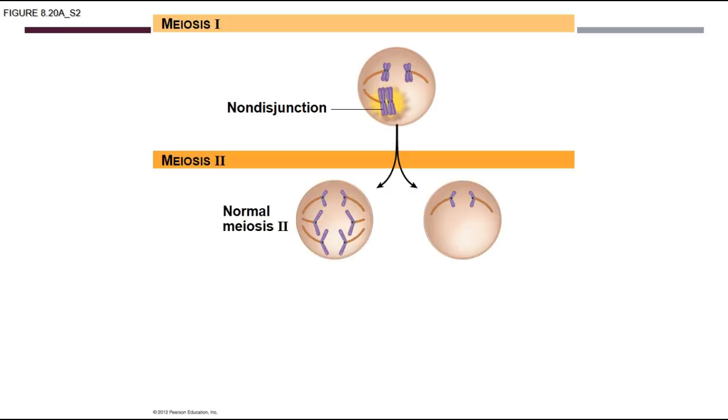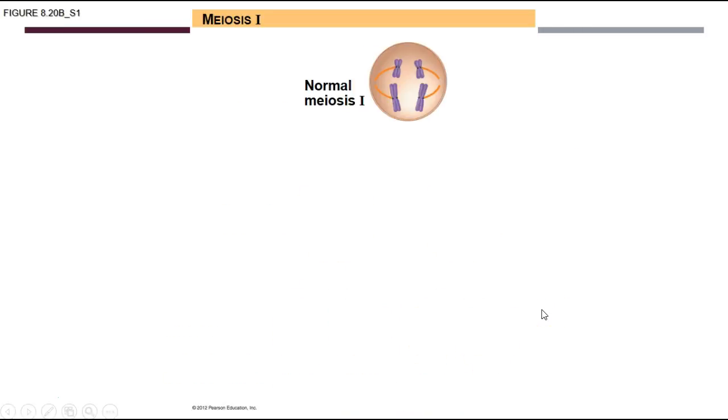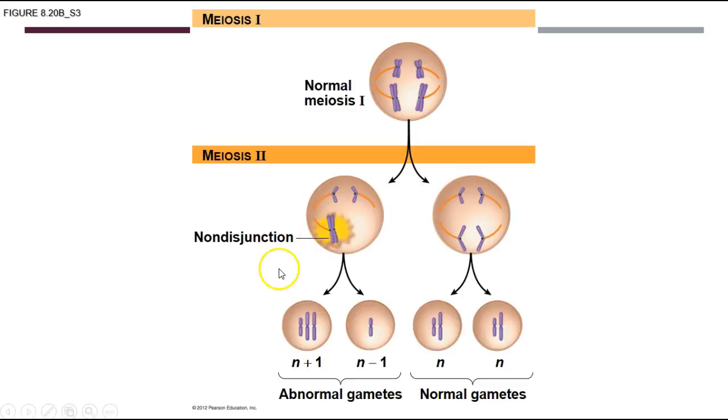So here's one type of non-disjunction, when the homologous chromosomes don't separate, and so you'll end up with gametes where every gamete has an abnormal number of chromosomes. And then here's the other kind where you have a normal meiosis 1, and then in meiosis 2, one of the pairs of chromatids doesn't separate properly, and so you end up with about half of the gametes being abnormal and the other half being normal.